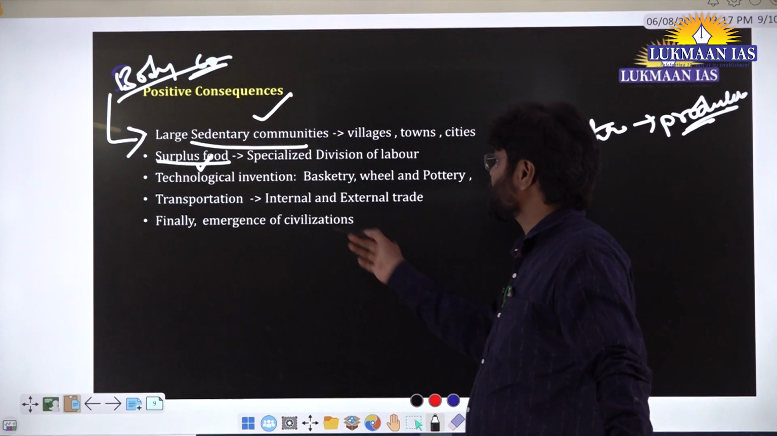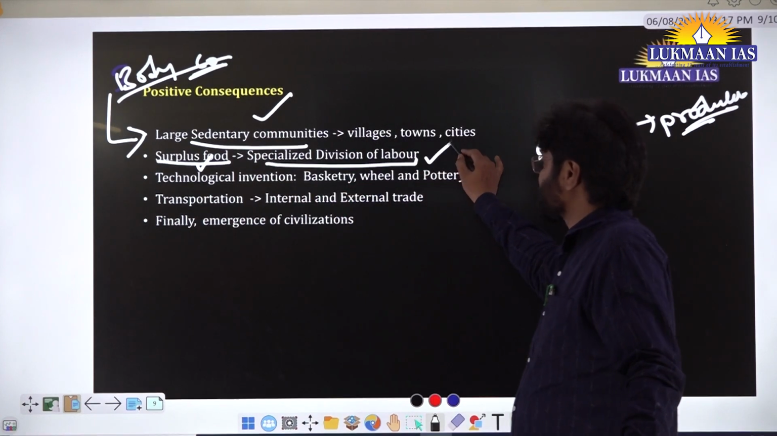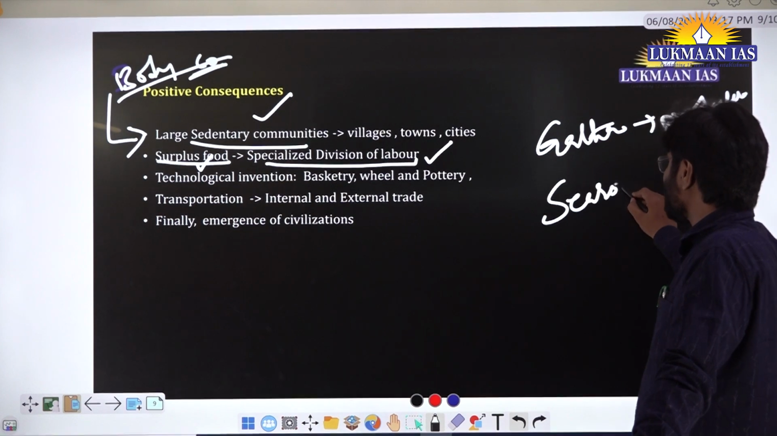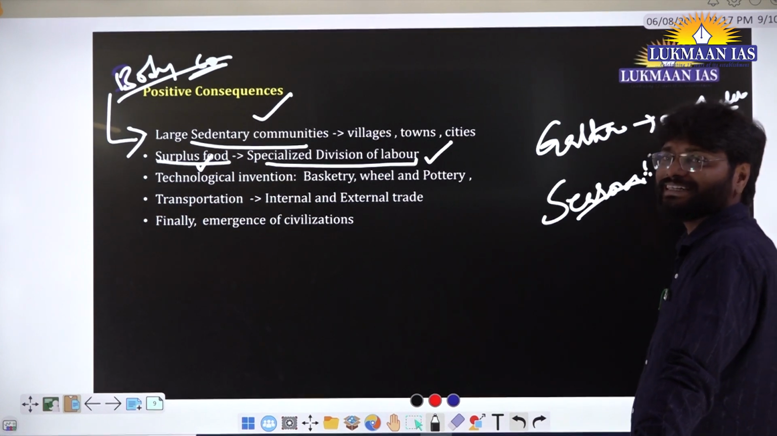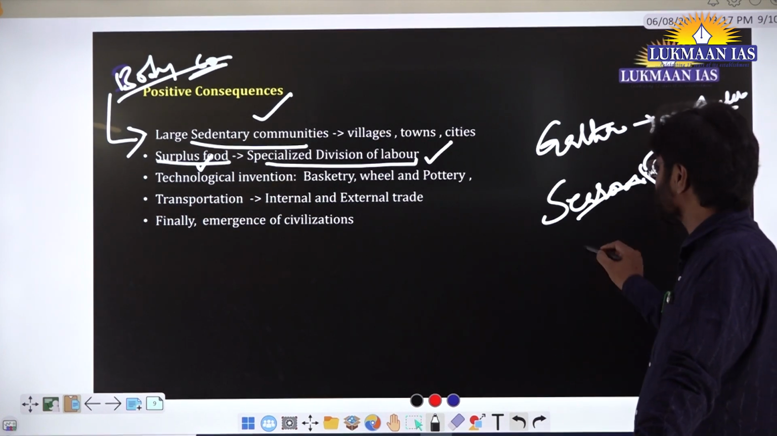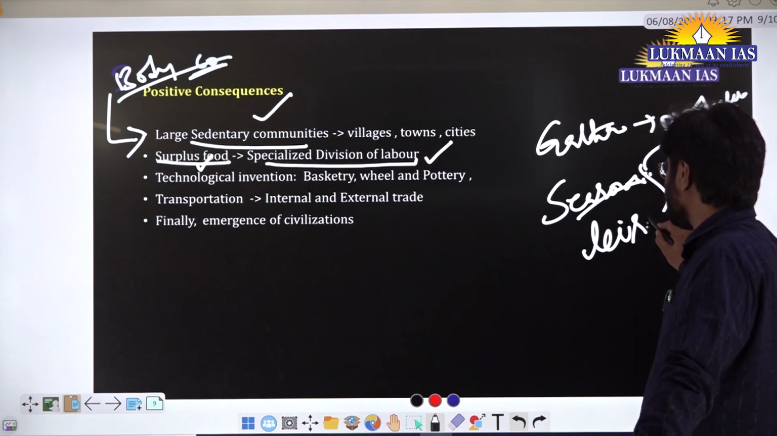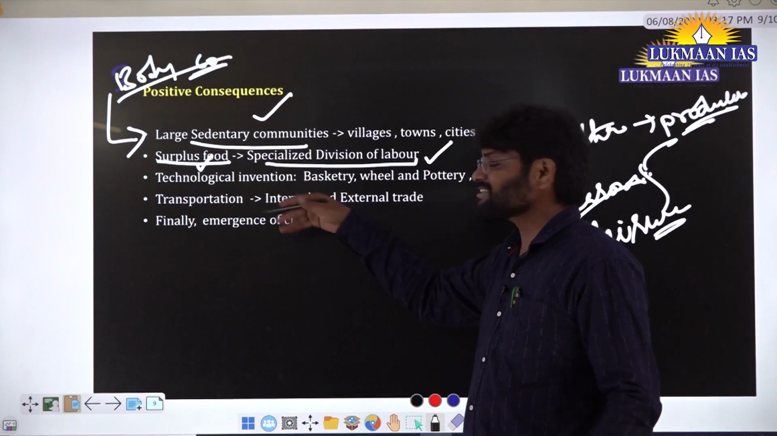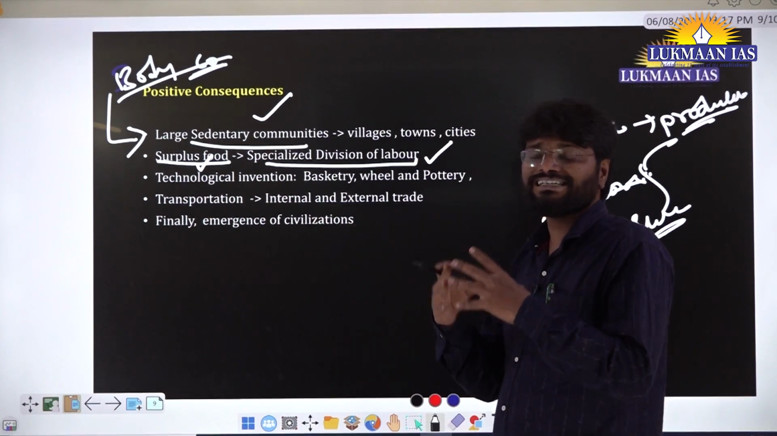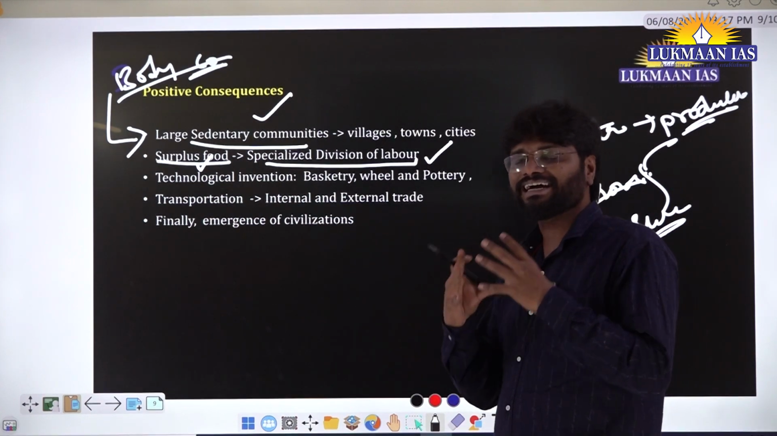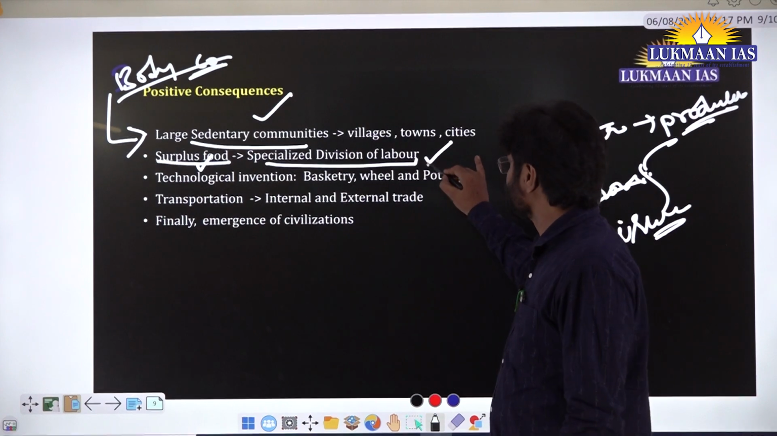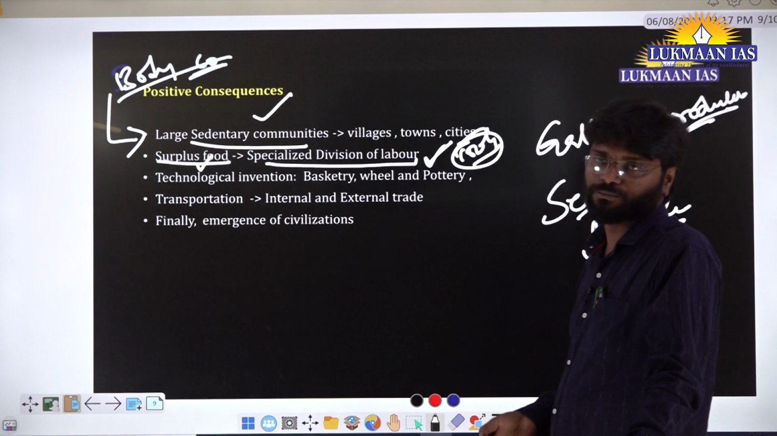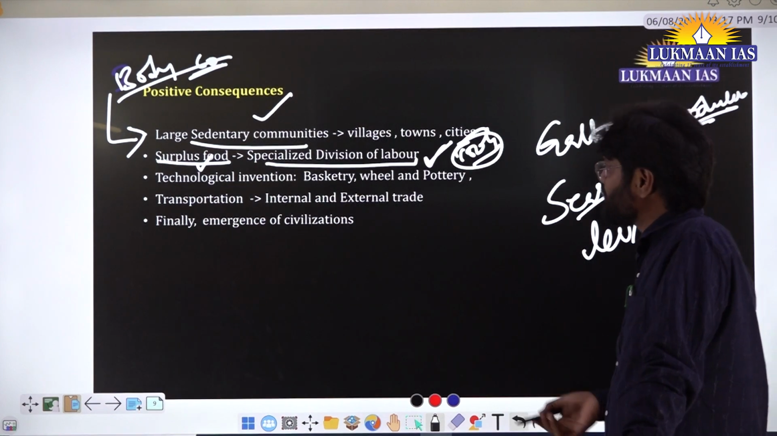So thereby what would happen? Specialized division of labor came into being. For example, in one season they cultivate crops and this could be eaten for the next two seasons. That means there is so much leisure time available for these people because of the surplus food availability. They dedicated their energy in this leisure time to create new kinds of tools and technologies, thereby specialized people came into being. The division of labor came into being.